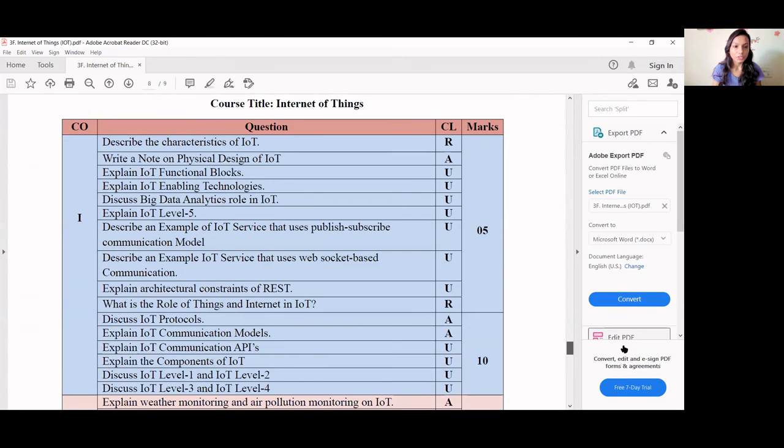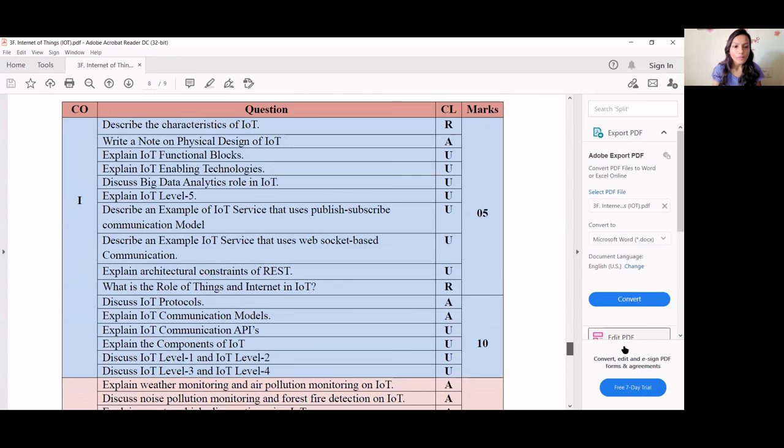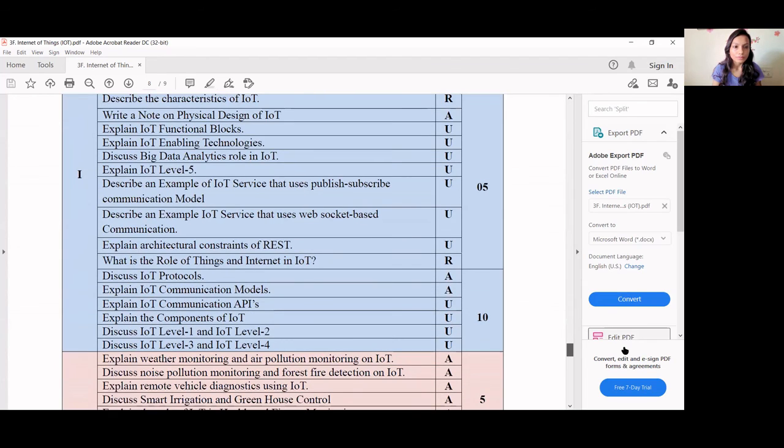Can you find any question on this? Explain IoT functional blocks. A 5 marks question has been asked. You have to draw the diagram and write about those. Any other doubts you have regarding this topic? Only one topic we have studied today. Any doubts you have?